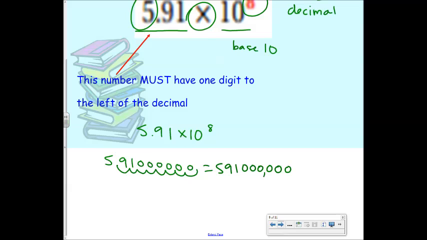So if I put commas in, this is 591 million. Almost billion. You're like, well, half a billion. You're close to, if you had one more zero, it would be billions.